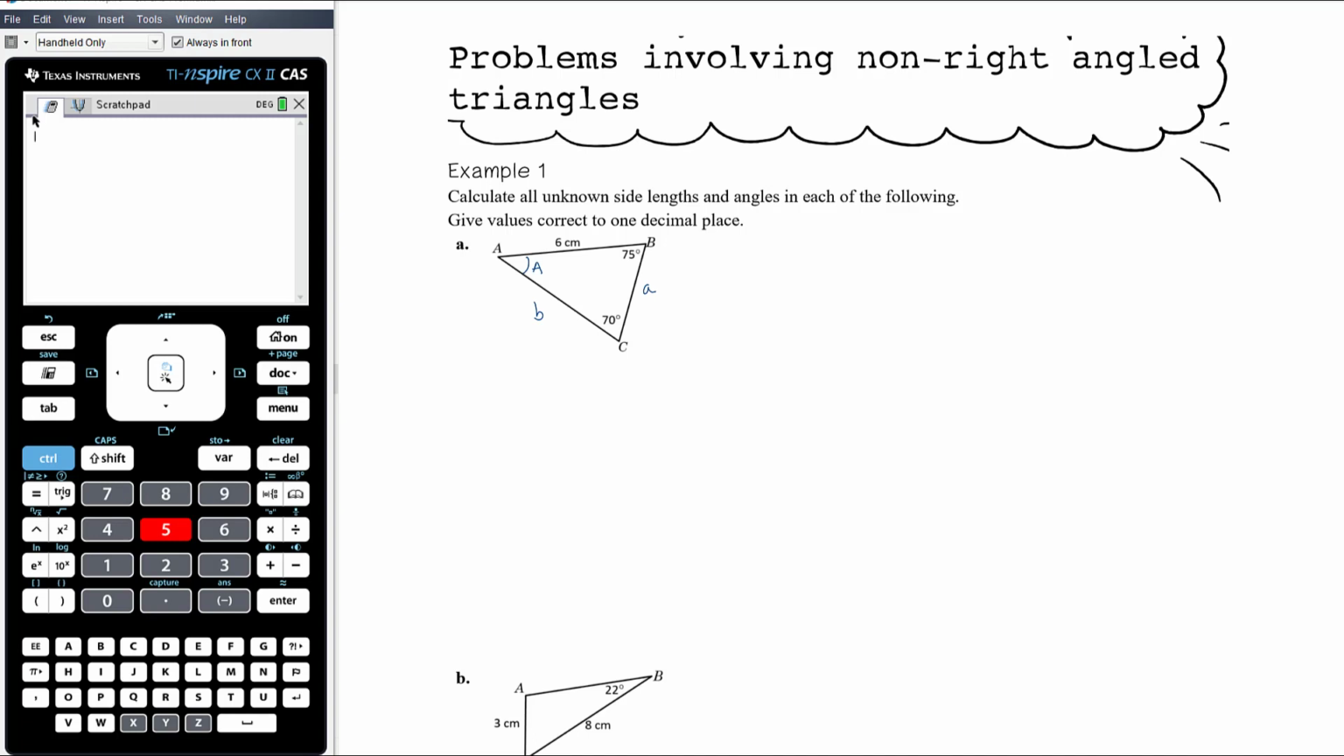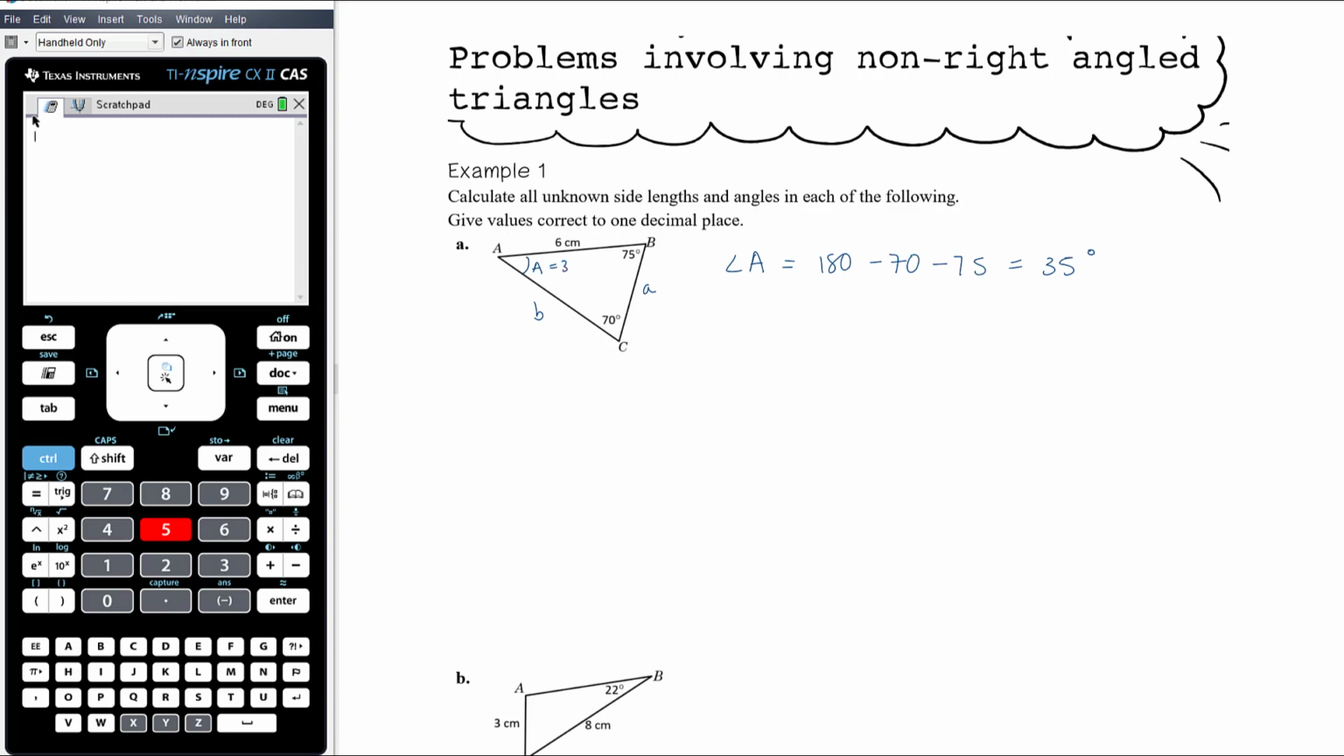Okay, so the angle's the easiest one because we've got two angles, we can automatically work out the third. We don't need sine rule or cosine rule to find angle A. Okay, so angle A is going to be 180 minus 70 minus 75, which should be 35 degrees. You can use your calculator to help you if you need, but hopefully you can do that. So angle A is 35 degrees.